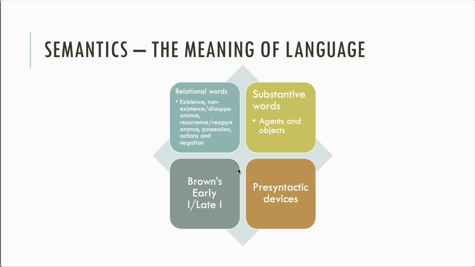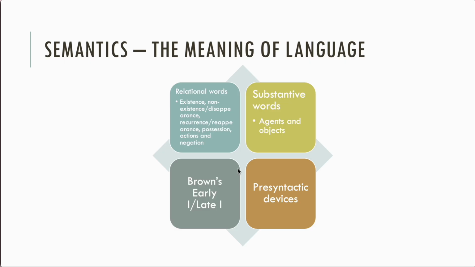Semantics in the first word stage can be relational words or substantive words. Relational words are words that children use to describe the relationship between objects, people, or events. In the first word stage, two-word utterances take on additional meaning when used. For example, mommy coat, which refers to the possessor and the possession. Relational words include existence, like there and that, non-existence or disappearance, like gone and bye, recurrence or reappearance, like more, possession and attribution, action and locational action, like down, up, and sit, and negation, like no or not.